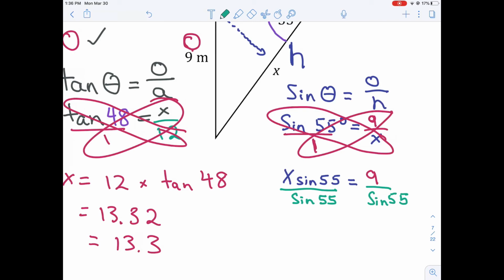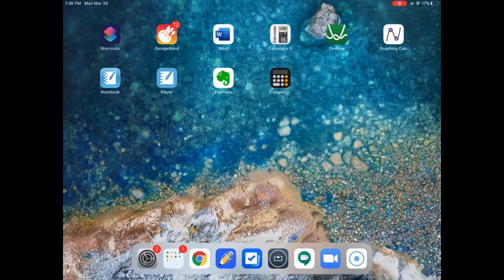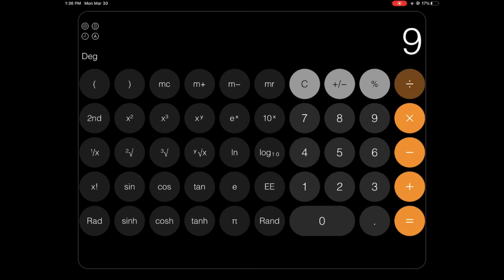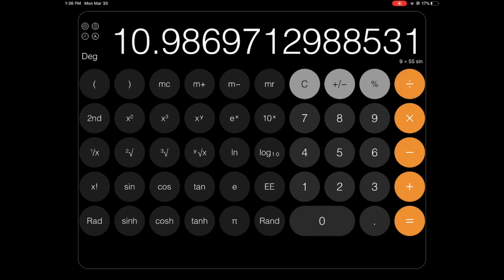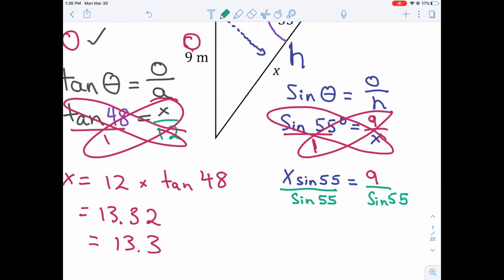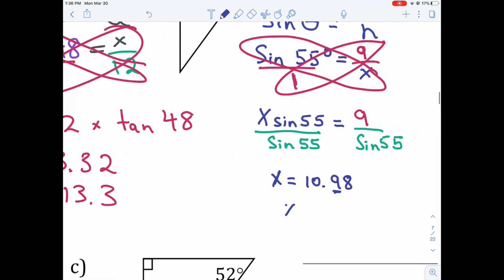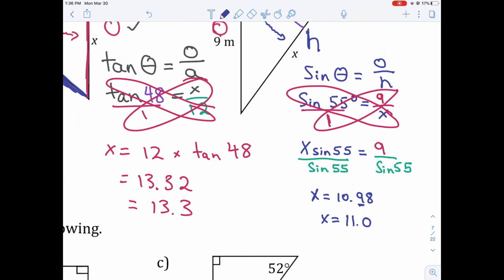So our answer would be when we type in 9 divided by sine of 55. So this is going to be a little tricky to type in. So open your calculator. 9 divided by, now sine has the backwards in it, sine 55. Now hit enter. So the answer is 10.98. And so if we round that properly to the nearest tenth, that 8 will make that 9 go up. And so the answer would be then 11.0.